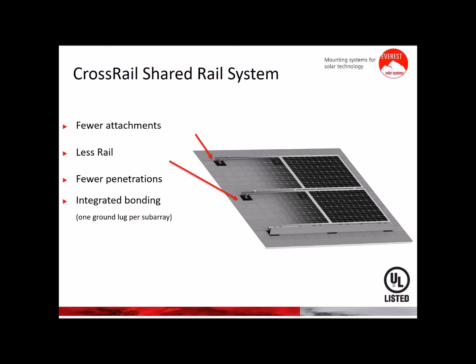Also, this system has integrated bonding, and you only need one lug per array. Since it's less material, the installation is faster, and you will be saving around 30 to 40% less in material.